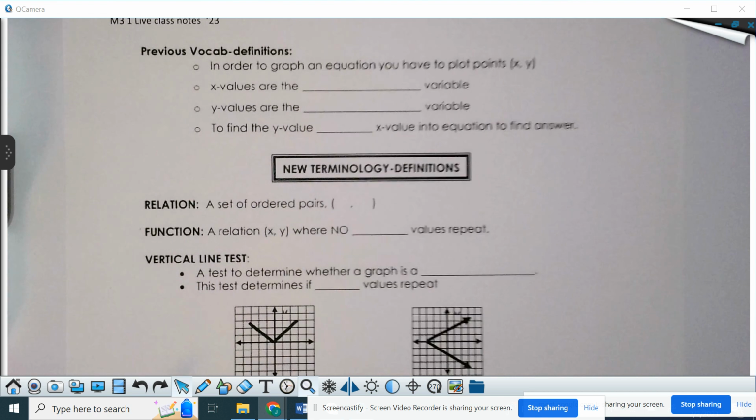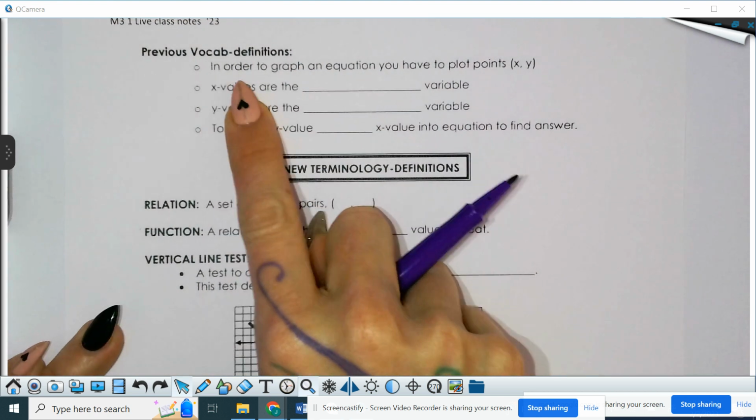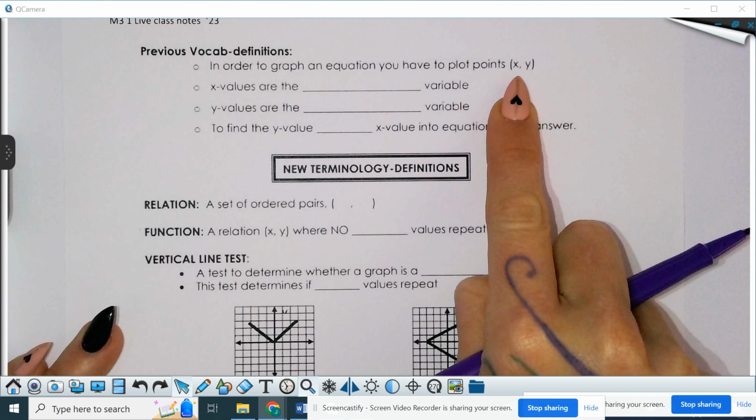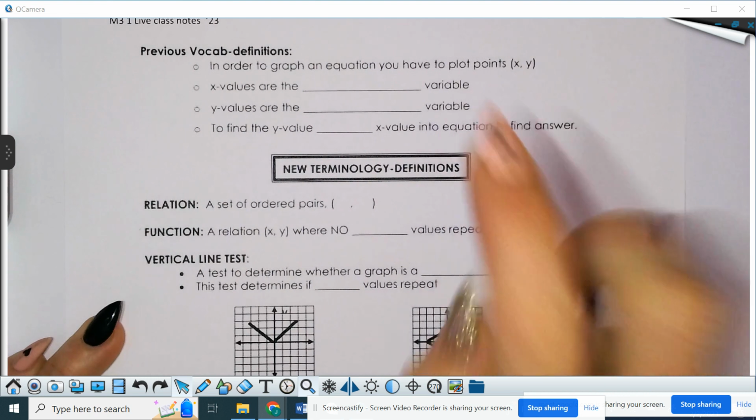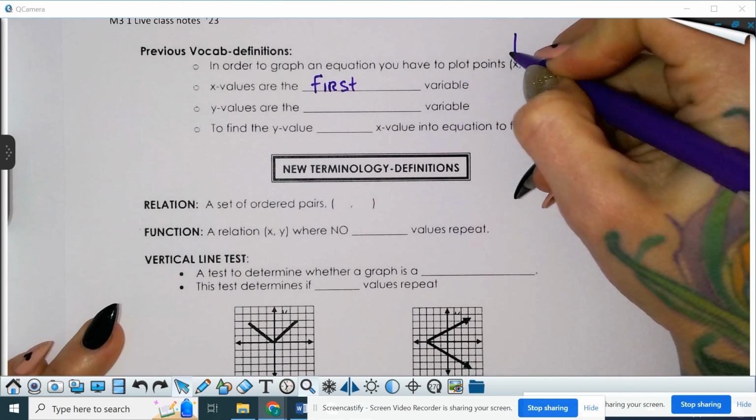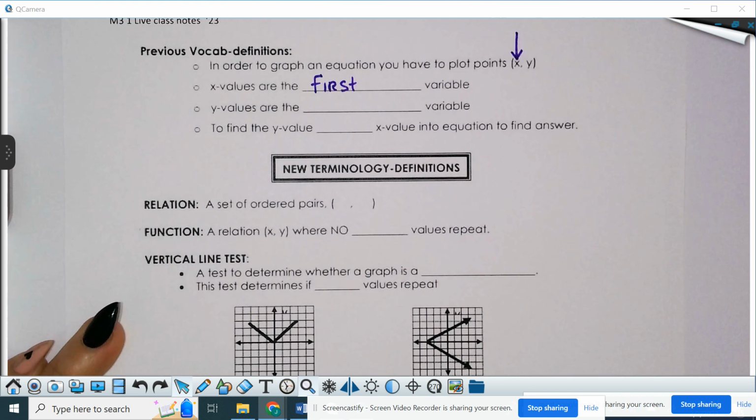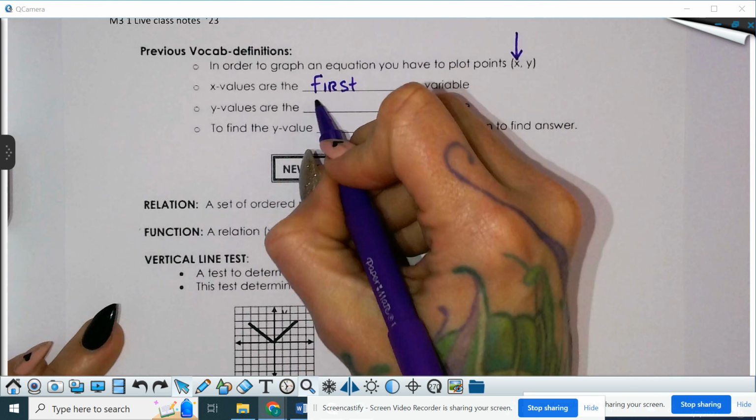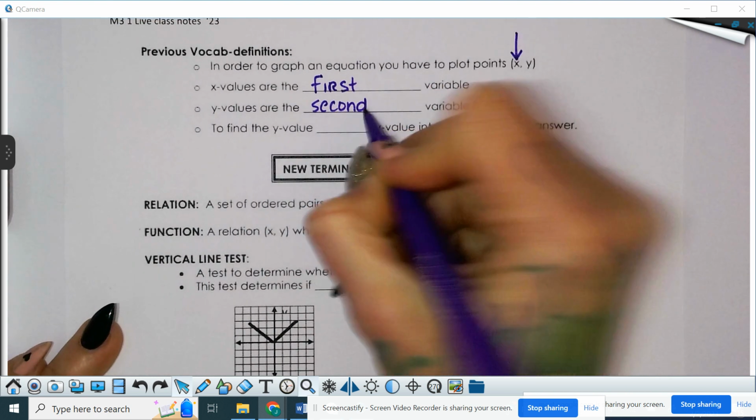So vocabulary things you do know. In order to graph an equation, you need to plot x and y points. X values are the first variable. So the x, they're in alphabetical order. So that means you're going to go right, left first. And then y values are the second variable in the coordinate.